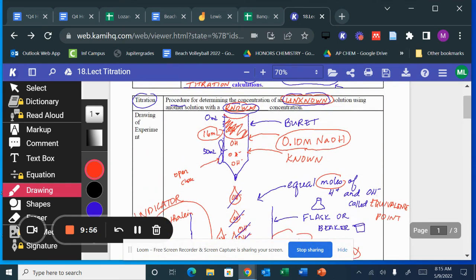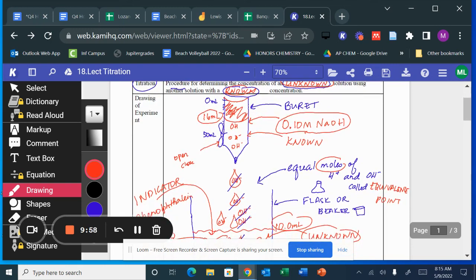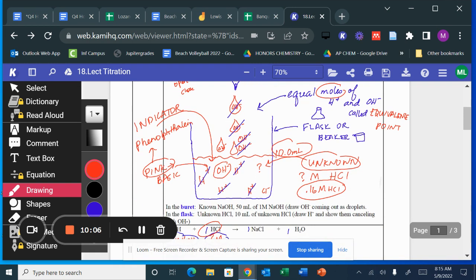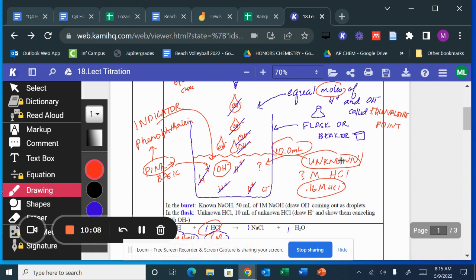A couple more things that I forgot to add is that your known solution is sometimes called the titrant, and your unknown solution is sometimes called the analyte.